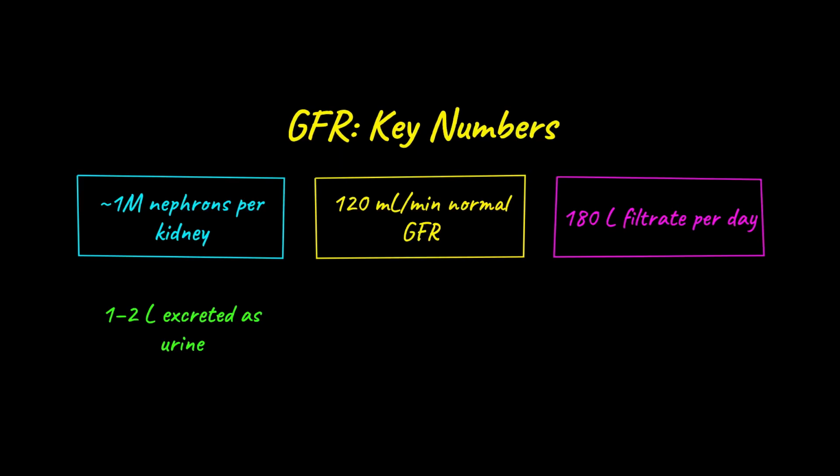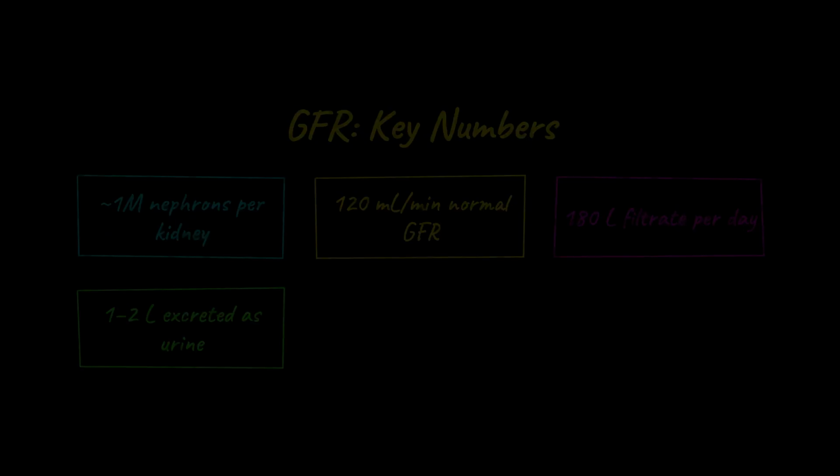The body cannot afford to lose that volume, so the nephron reabsorbs the vast majority, leaving only 1 to 2 liters to be excreted as urine each day. Filtration is just the starting point. Reabsorption returns water, glucose, and sodium from the tubule back into the blood. Secretion adds waste and drugs from the blood into the tubular fluid. Together with concentration in the loop of Henle, these steps refine filtrate into the final urine.